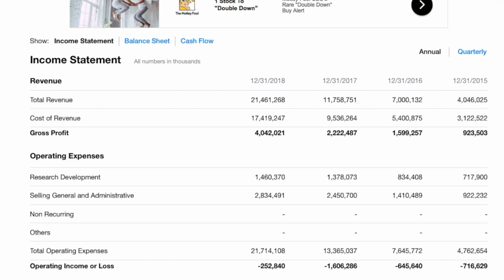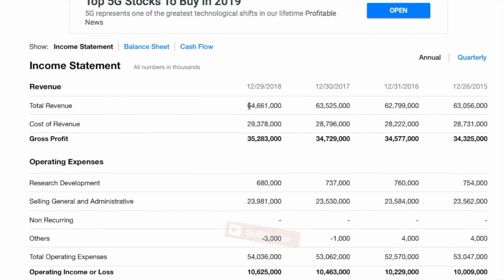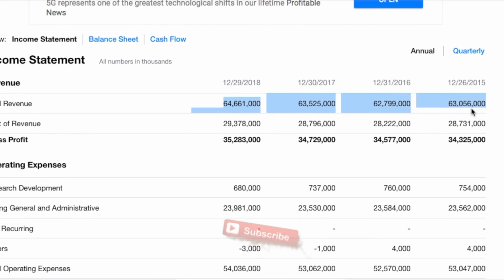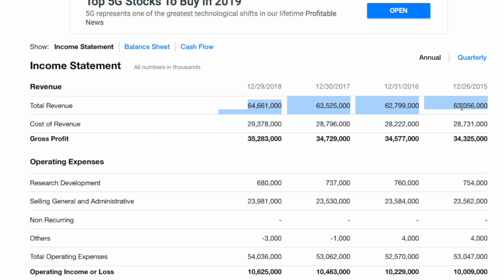Let's look at a company like Pepsi. This is a value stock. If we look at Pepsi, their revenue is not really growing at all. In 2015, their revenue was 63 billion. Now their revenue is 64 billion. That's barely any growth. Let's look at Coke.